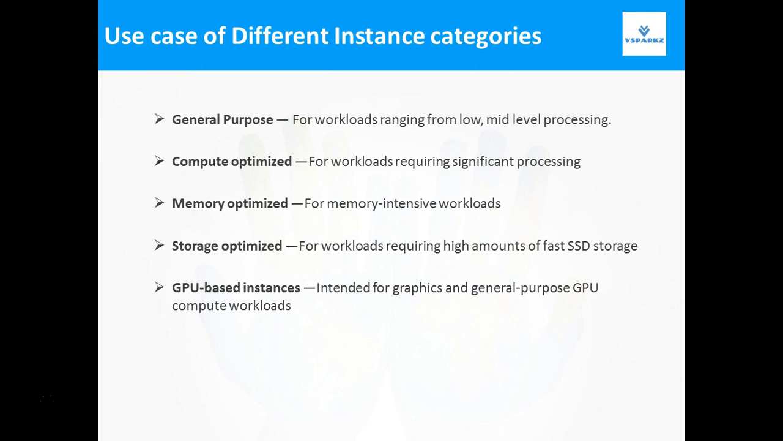So this slide covers the different use cases for your families. The general purpose family is used for low and mid-level workloads. Compute optimized is for significant processing workloads. Memory optimized is for memory-intensive workloads. Storage optimized is for fast SSD storage workloads. The last one is the GPU-based instance family, for graphical processing workloads. GPU is often called graphics processing unit.